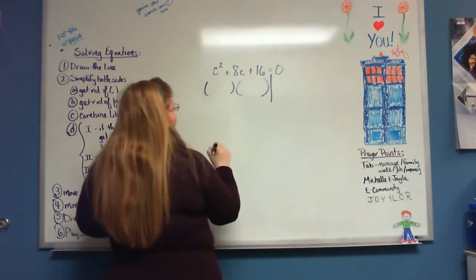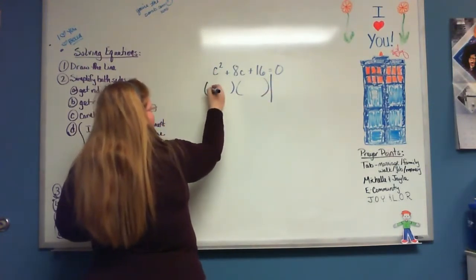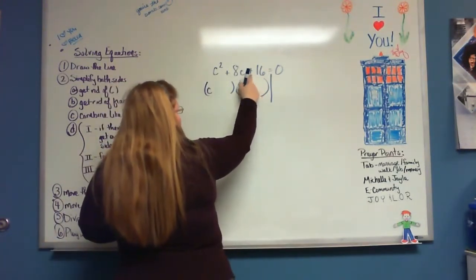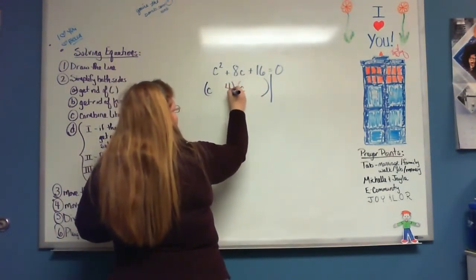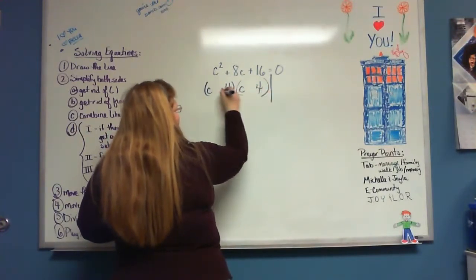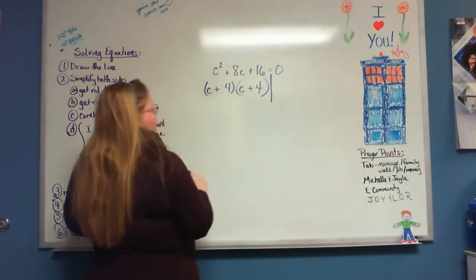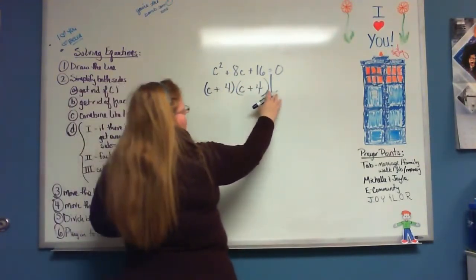Follow the rules. 2 things multiply together to give me c squared is c and c. 2 things multiply together to give me 16 and add to give me 8, 4, 4. Plus the back means the sign is the same as the one in the front. So now I have this is equal to 0.